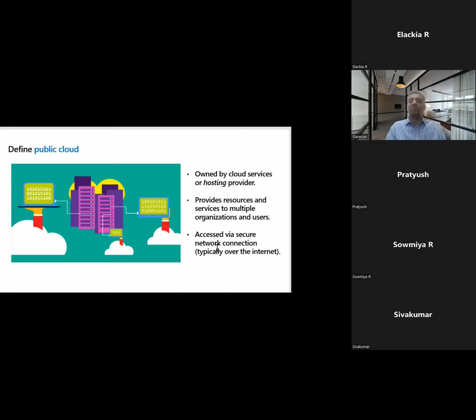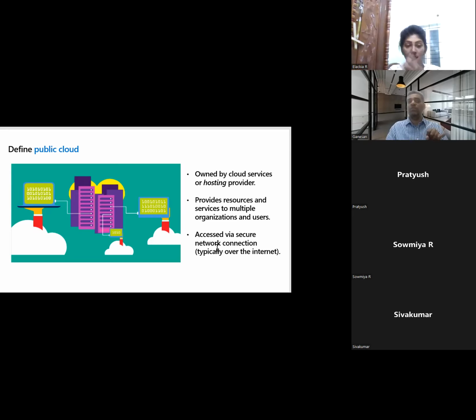So this is public cloud; again, I'm repeating. What is public cloud? It is owned by the cloud service provider or hosting provider. They provide resources to multiple organizations and users. Examples of public cloud are Microsoft Azure, Google GCP, and Amazon AWS. These are all public cloud providers.